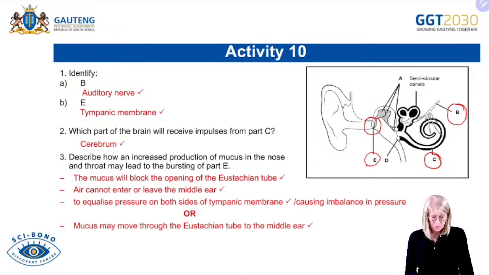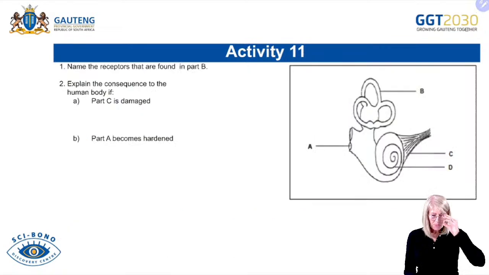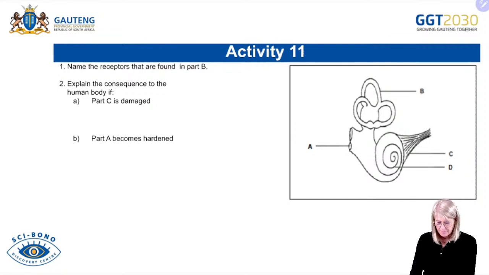Or you could have said mucus may move through the eustachian tube to the middle ear, and the buildup of mucus causes pressure in the middle ear, pushing on the tympanic membrane of part E. All right. The next one, again, they've given us a diagram with labels, and they've asked us to name the receptors that are found in part B. Those are our semicircular canals. There you can see the little ampullae nicely, and in the ampullae we said it is the cristae.